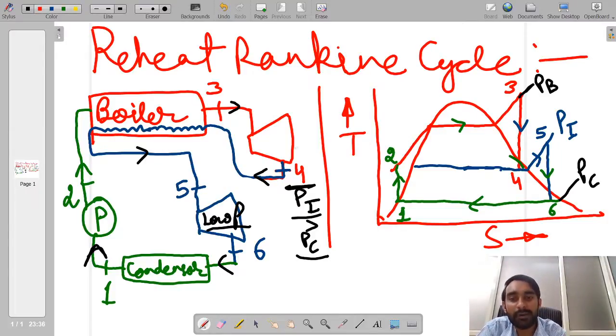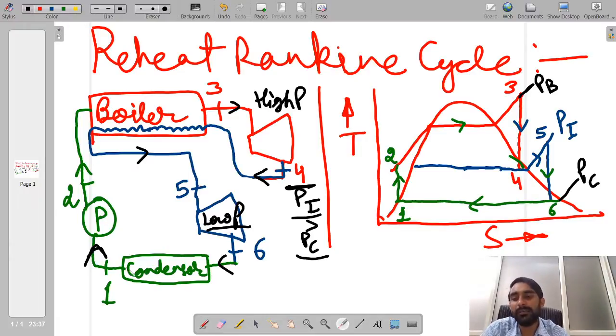So that's why the turbine in which the process 3 to 4 is happening is known as the high pressure turbine, and the turbine we have during the expansion process 5 to 6 is known as the low pressure turbine. After the low pressure turbine, the expansion is carried out till our condenser pressure. After that the cycle continues in a similar fashion.